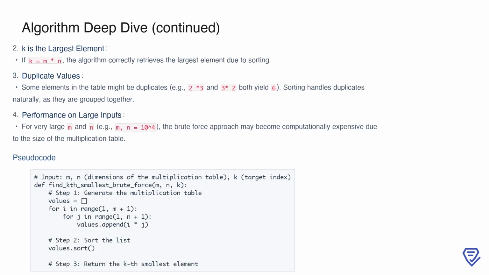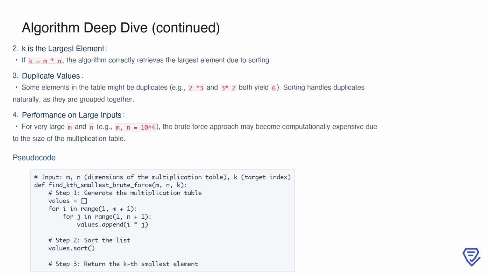When analyzing edge cases, a few scenarios stand out. First, if either m or n equals 1, the multiplication table reduces to a single row or column. In such cases, the algorithm still functions seamlessly since the list is inherently sorted, and no additional sorting is required. Another scenario occurs when k equals m×n, meaning we are looking for the largest element in the table. The algorithm handles this naturally, as sorting ensures that the largest value is positioned at the end of the list.